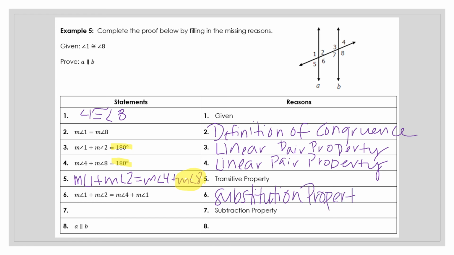And now that we have the measure of angle 1 on both sides, I'm going to be able to subtract that off of both sides, leaving me with the measure of angle 2 is equal to the measure of angle 4. And since those measures are equal, and I could have put in another step where I switched it back to congruence, but if their measures are equal, we know they're congruent, and if they're congruent, then we know that those lines are parallel because of the converse of the corresponding angles postulate.